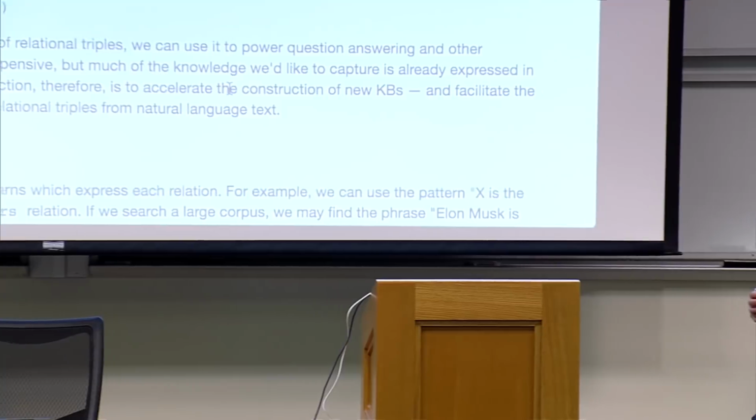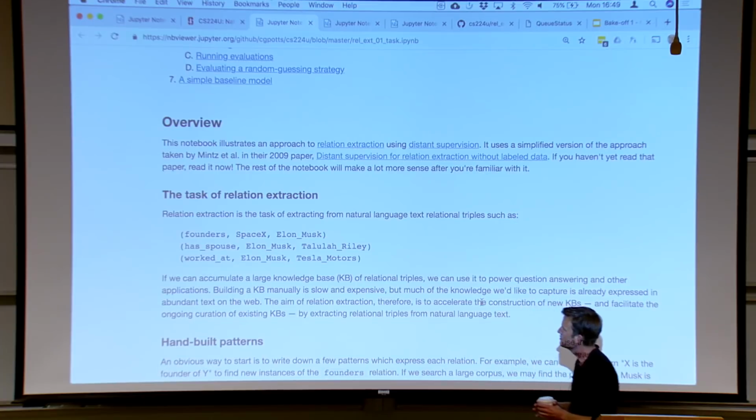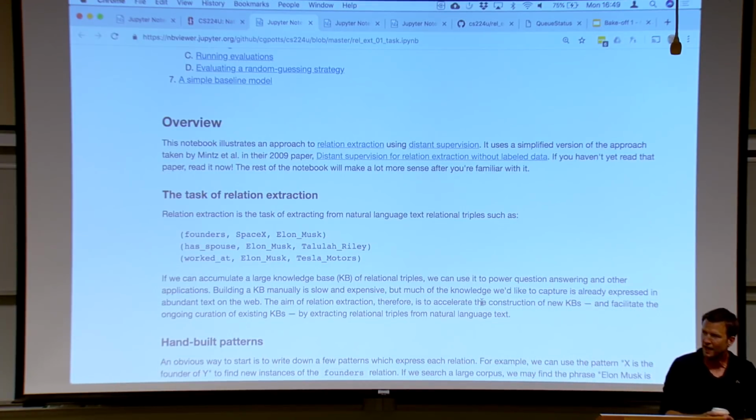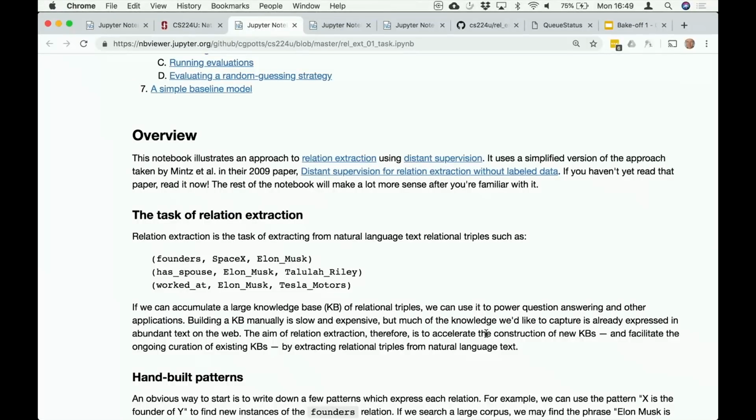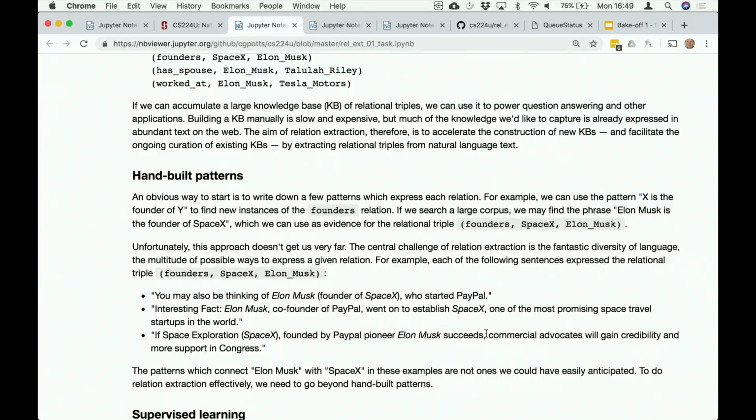Okay, so how do we actually do that? Let's come back to these examples here. We want to learn some facts about Elon Musk, and we want to extract it from natural language. How can we actually do that? One of the techniques that might come to mind first is to just write down some patterns that express the relations that we're interested in. So for example, a pattern like X is the founder of Y, that seems to express the founder relation. So maybe we can just search a large corpus for occurrences of that pattern and extract the XY pairs and add those to our knowledge base.